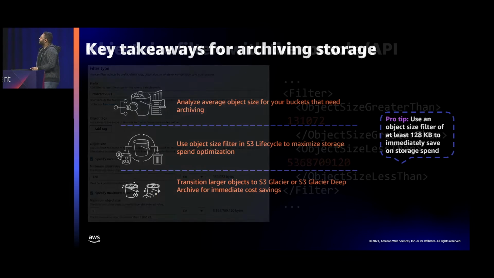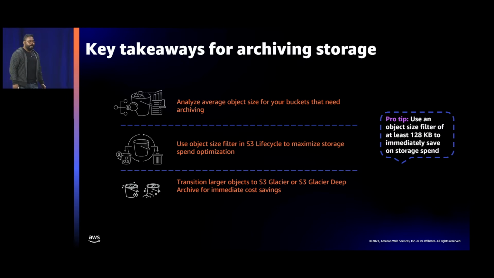Cool. So we talked about archiving storage. We talked about object size filter. So I want to make sure that I give you a few key takeaways. The first step for you is to determine the object size that works best for your workloads. And the way to get that information is using S3 Storage Lens that gives you average object size distribution across all of your buckets in your accounts, or across multiple buckets across your accounts, right? So that way you can generate data such as average object size across your different buckets to identify the right candidates for archiving. Then you can use the object size filter within S3 Lifecycle to maximize your storage cost optimization.